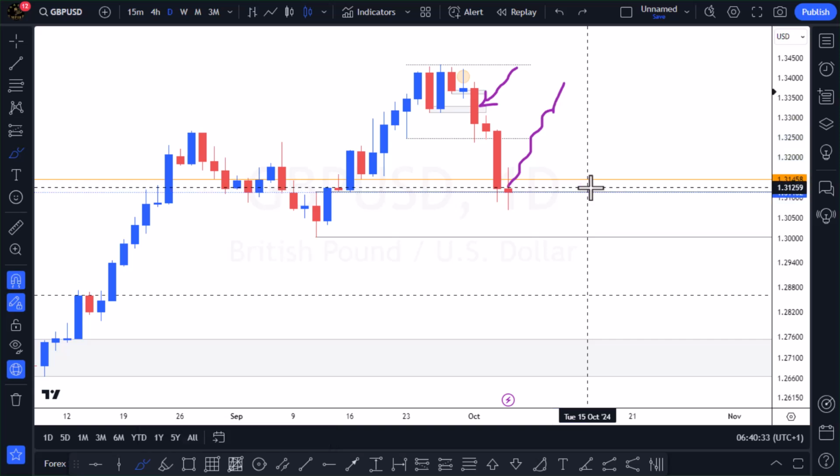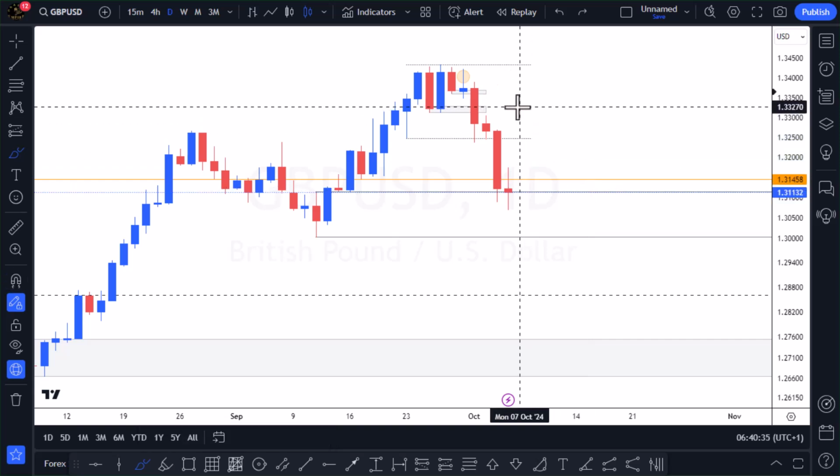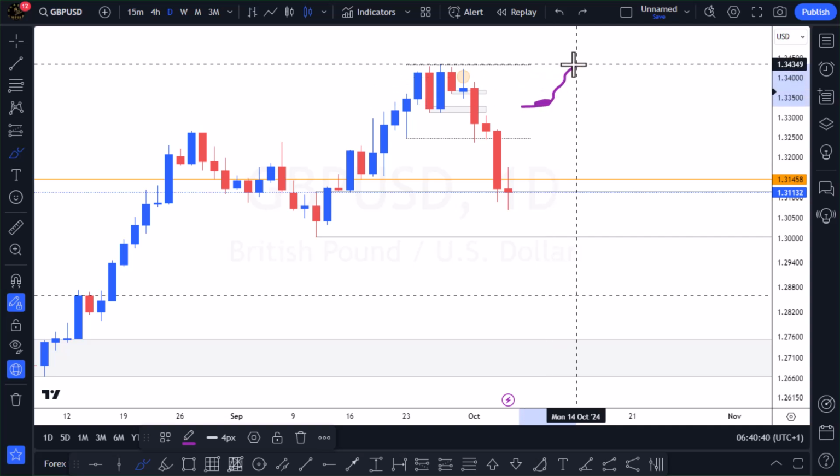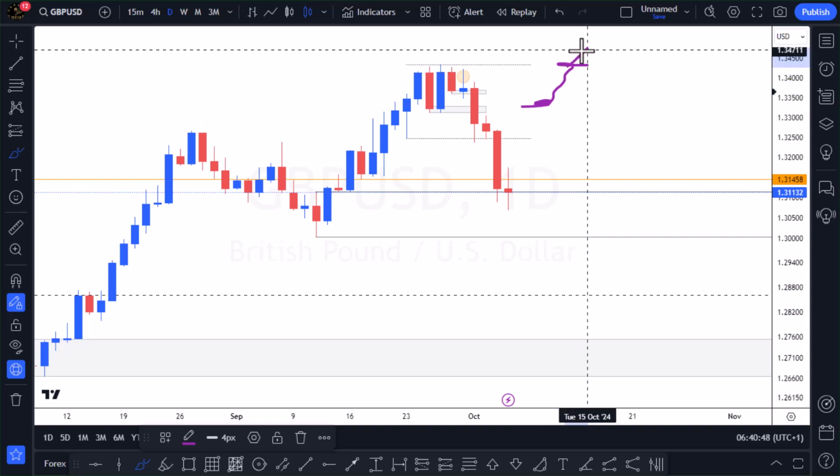Alternatively, if the bulls should clear off this level next week, then there's a tendency for the buyers to push price to the peak of the 1.3438, right? And this could lead to a bullish breakout.